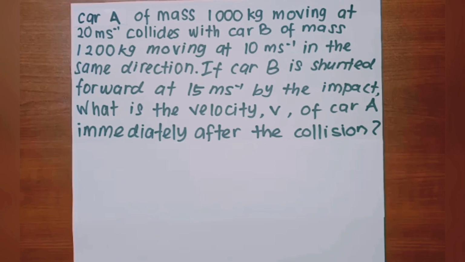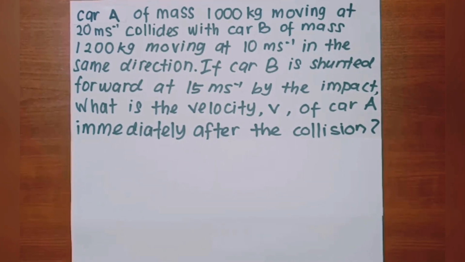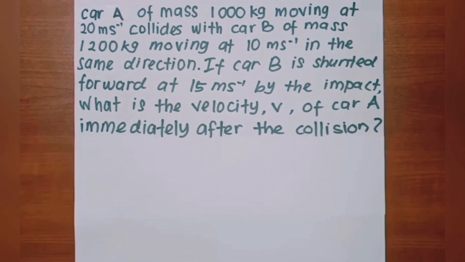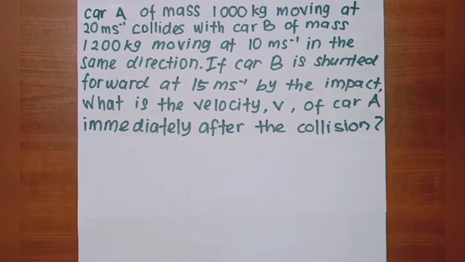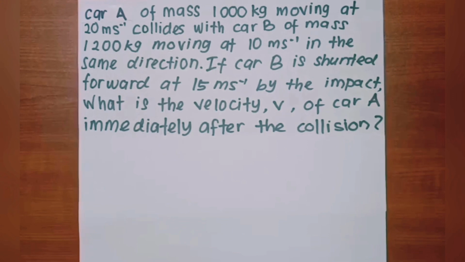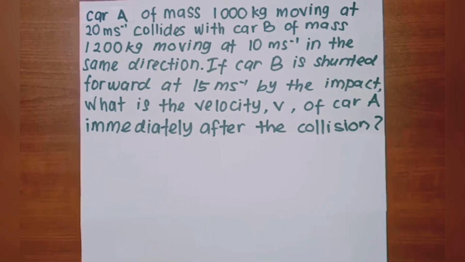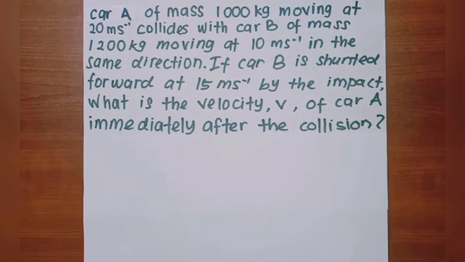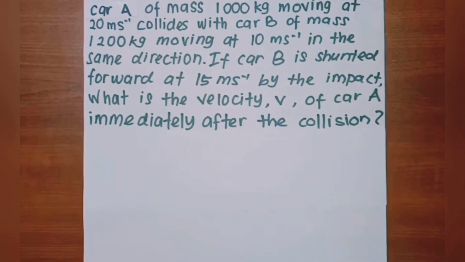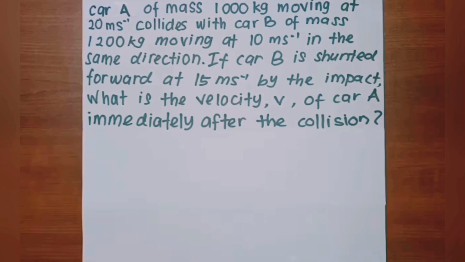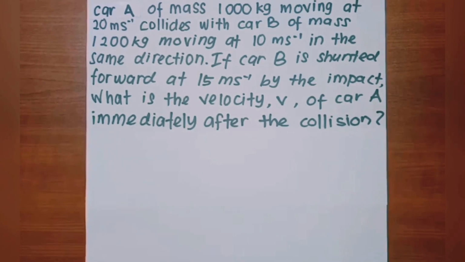In this question, it says that car A of mass 1000 kg moving at 20 meters per second collides with car B of mass 1200 kg moving at 10 meters per second in the same direction. If car B is shunted forward at 15 meters per second by the impact, what is the velocity v of car A immediately after the collision?